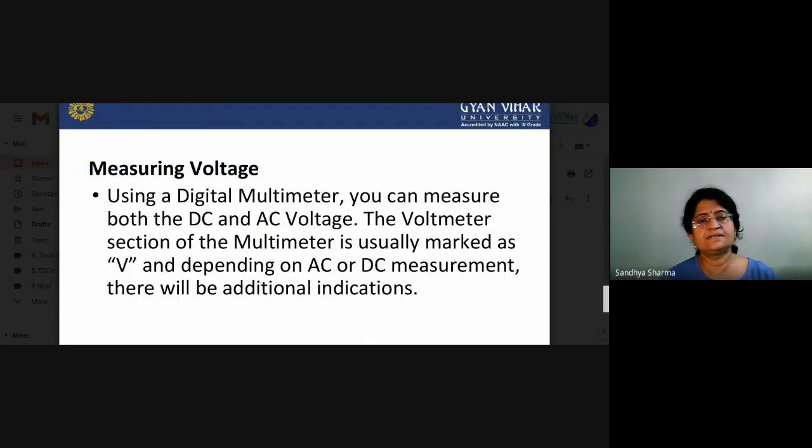Now we will see measuring the voltage. Using a digital multimeter, you can measure both AC and DC voltage. The voltmeter section of the multimeter is usually marked as V, and depending on AC and DC measurement, there will be additional indications.